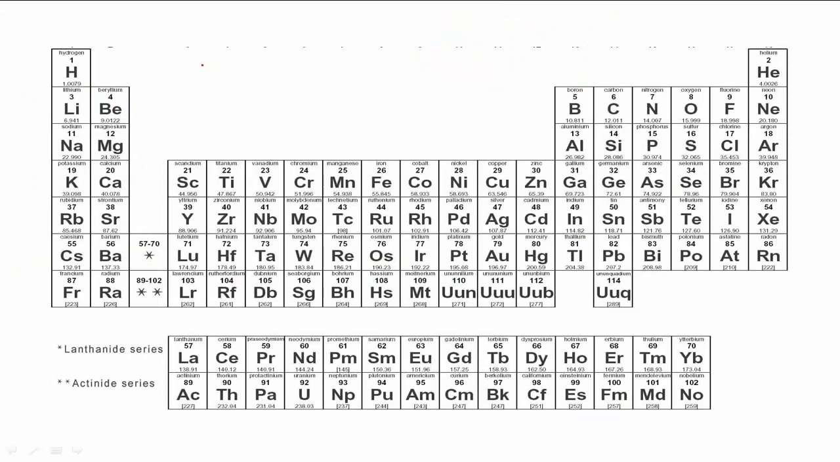As I move from left to right, I am decreasing the atomic radius size, so I'm getting smaller and smaller. These things are getting smaller and smaller because I have more protons at that same energy level. So C has a smaller atomic radius than B, and N has one smaller than C, and so on and so on.